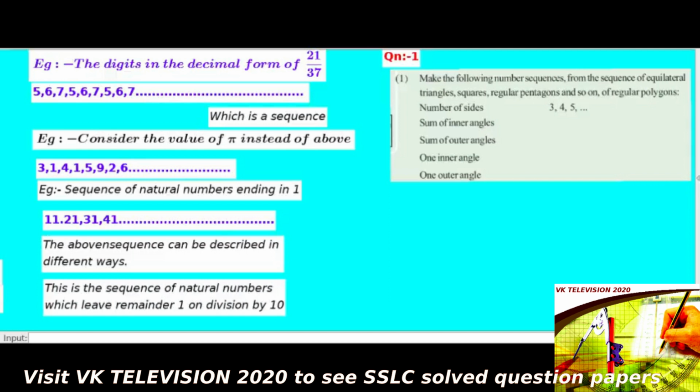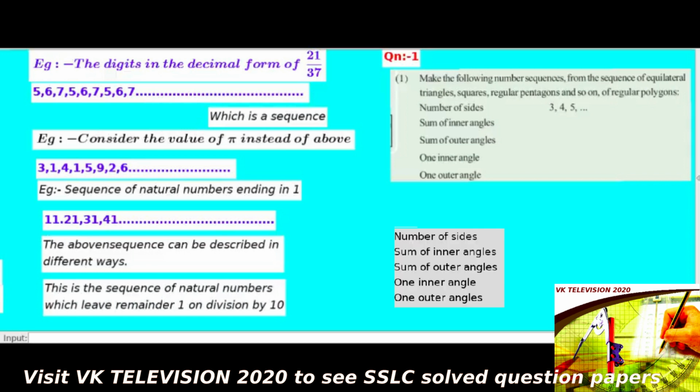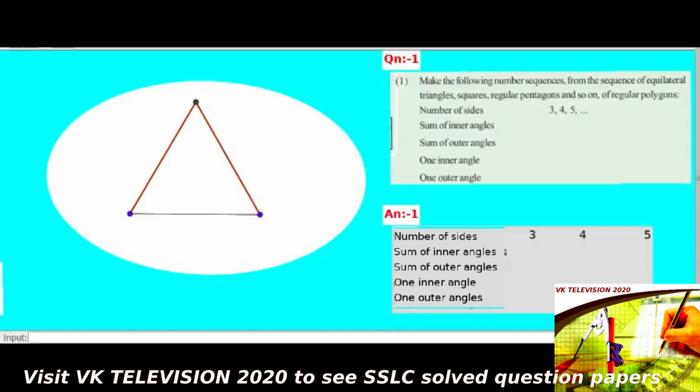Make the following number sequence from the sequence of equilateral triangle, squares, regular pentagon and so on of regular polygons. Number of sides equal to 3, 4, 5, etc. We have to find out sum of inner angles, sum of outer angles, one inner angle, one outer angle. We consider number of sides equal to 3.